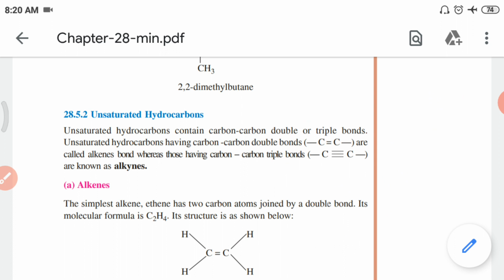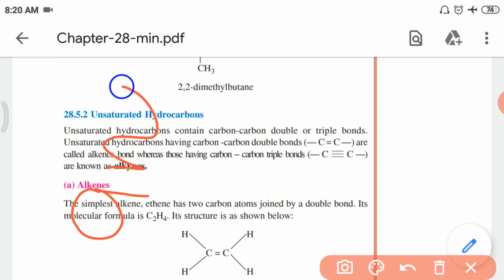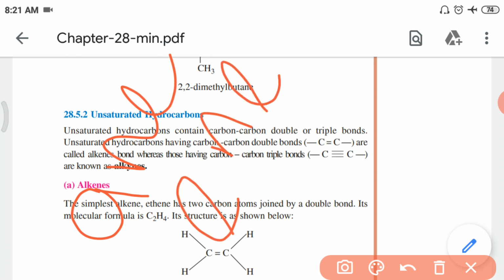If it contains at least one triple bond, its name changes to alkynes, Y-N-E. So for single bond, it is A-N-E. For double bond, it is E-N-E. For triple bond, it is Y-N-E. I think you are clear with this: A-N-E, E-N-E, and Y-N-E.